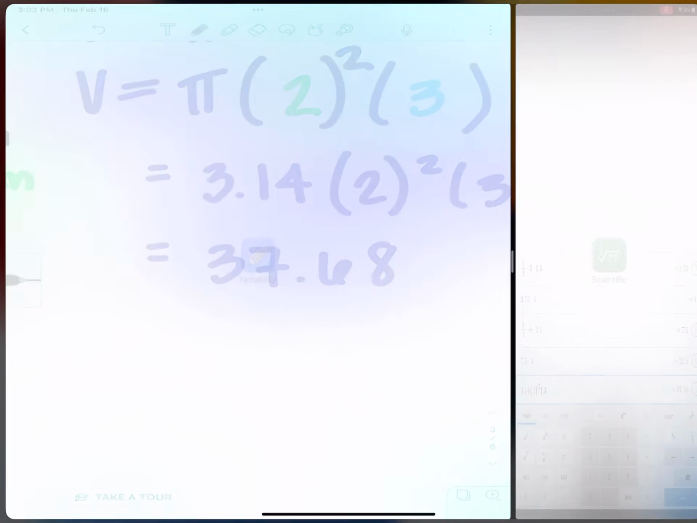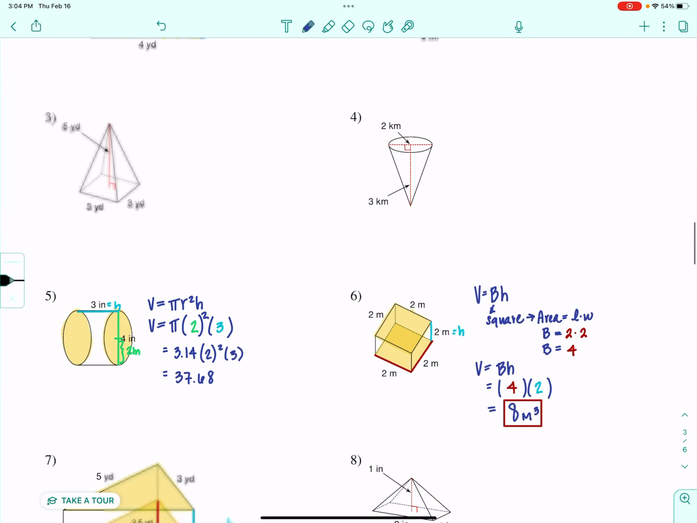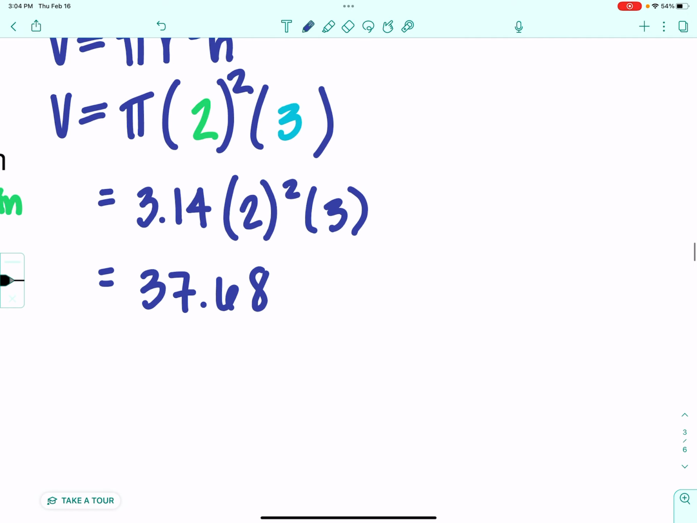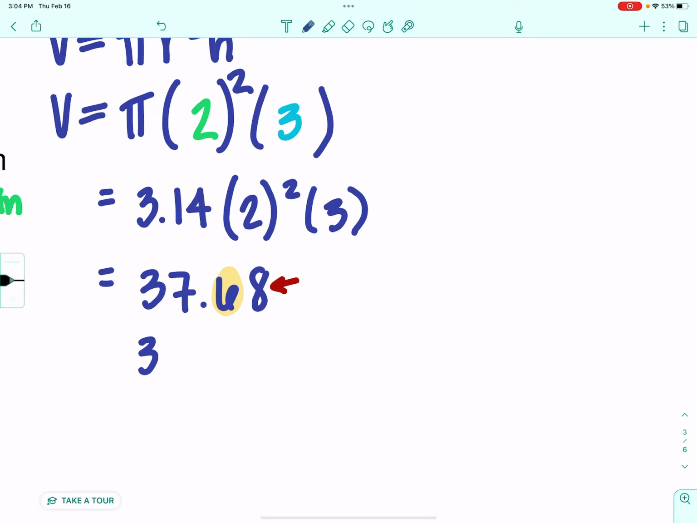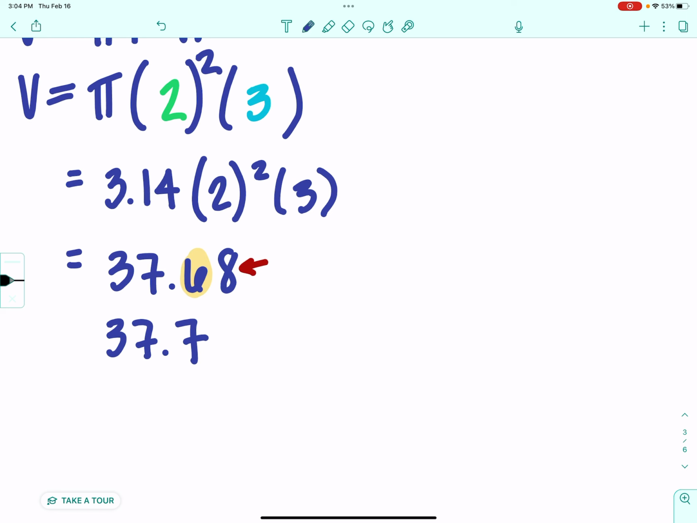And I know there were rounding instructions. Round to the nearest tenth. So the tenth is 1 decimal place. That means we need to look at 1 decimal place beyond that. The 8 is bigger than or equal to 5. So that means when we round, we're going to bump that 6 up to a 7. And we were measuring in inches. So this is going to be cubic inches.